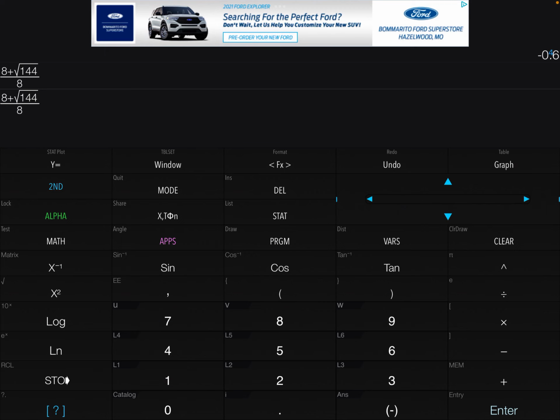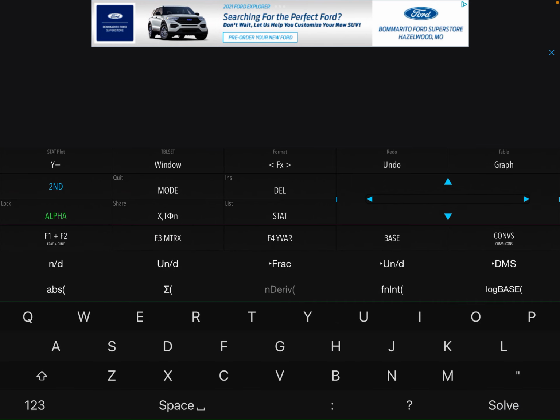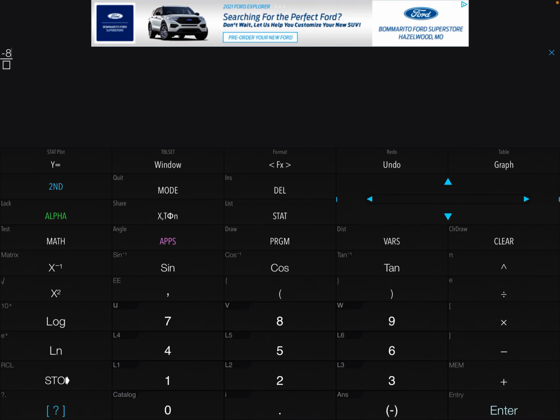Oh, I'm realizing in mine, I forgot to put the negative sign with the 8. So negative 8 plus square root 144 divided by 2. Nope, divide by 8. Goodness. Negative 8 plus square root 144 over 8. Should get 0.5 for the addition version. And I will get negative 2.5 for the other version.